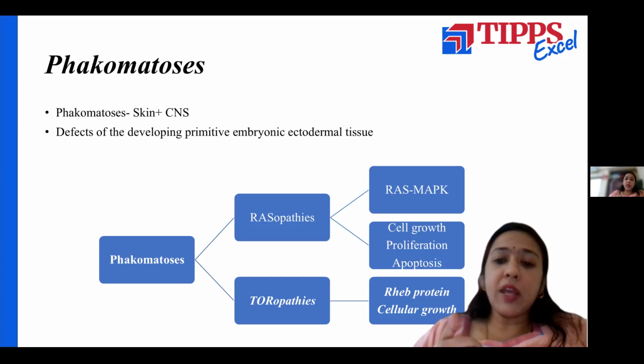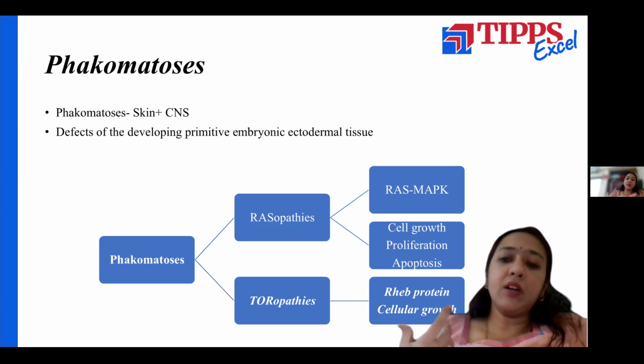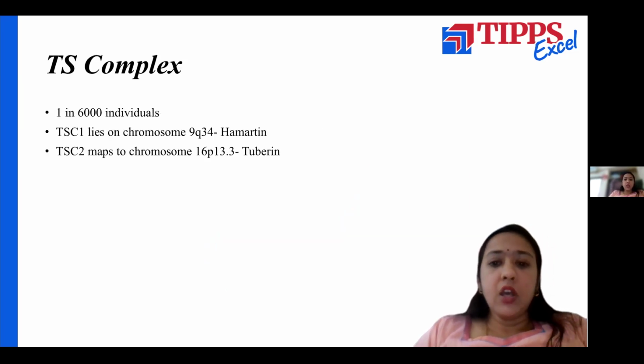Actually, tuberous sclerosis encodes a protein called Reb protein. This Reb protein is essential for our cellular growth and proliferation. So when there is a loss of function mutation in tuberous sclerosis, there will be excessive growth or overgrowth leading to abnormal cell tissue and cellular proliferation. Tuberous sclerosis, commonly referred to as TSC, tuberous sclerosis complex, is found in 1 in 6,000 individuals, and there are two types.